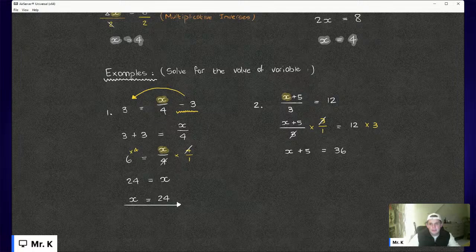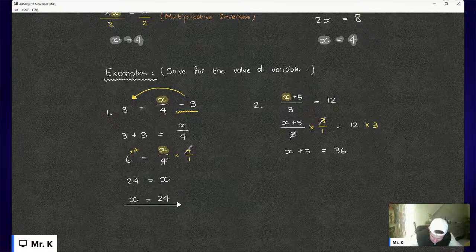Okay, now in example number 2, I just want to point out that although I said we generally want to try and deal with adding and subtracting first and then multiplying and dividing, you can see that in example number 2, there was nothing to move over the equal sign yet, grade 9s. We first had to get rid of this fraction. So example number 2 is just an example of one of those equations that sometimes necessitates that you do your multiplicative inverses before your additive inverses.